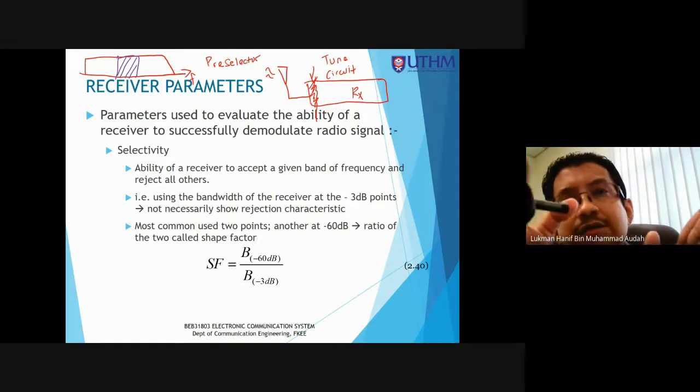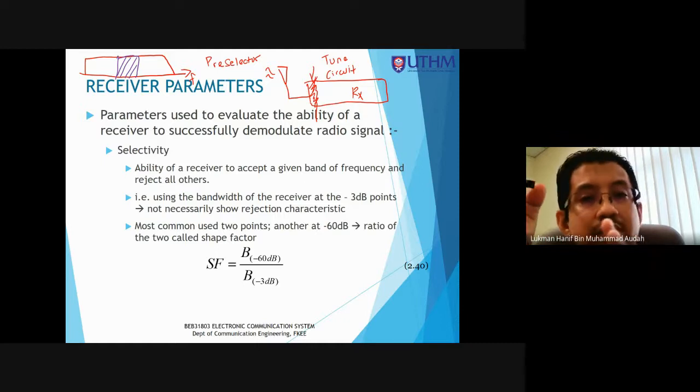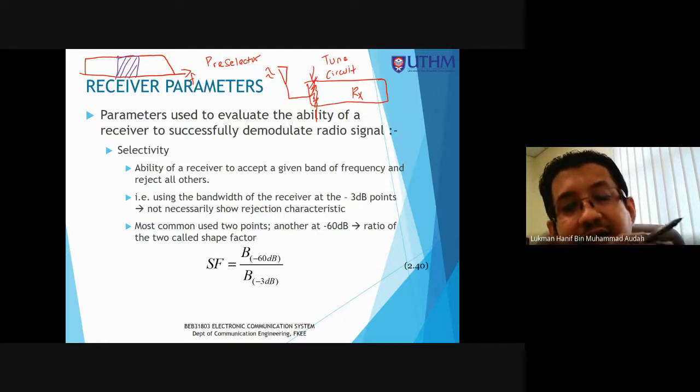And one of the benefits is that if we select a smaller amount of bandwidth, we can reduce the noise. Remember that the noise power is KTB, K multiplied by temperature multiplied by the bandwidth. So if the bandwidth is smaller, that means we can reduce the amount of noise. That is one of the benefits.